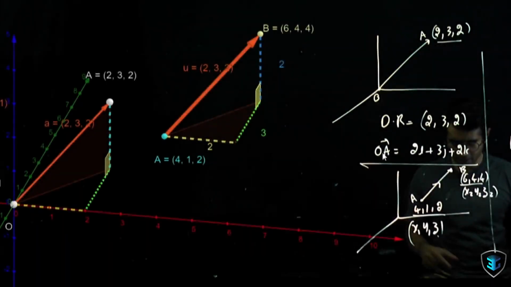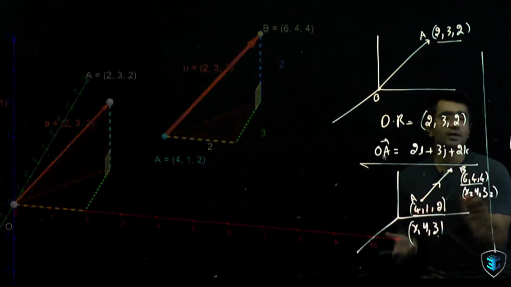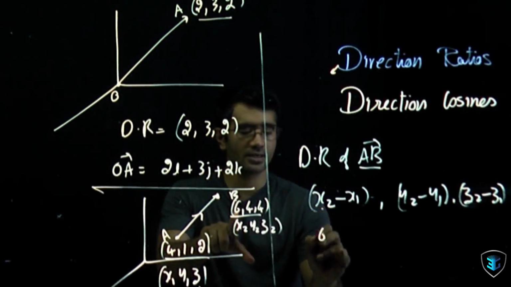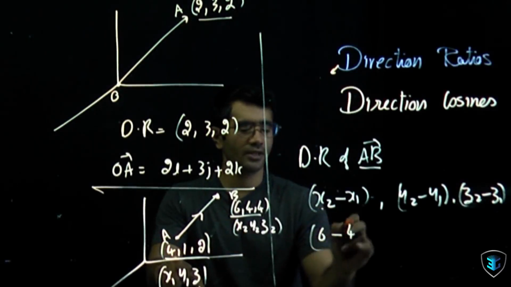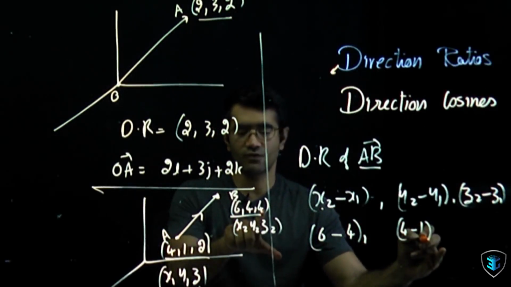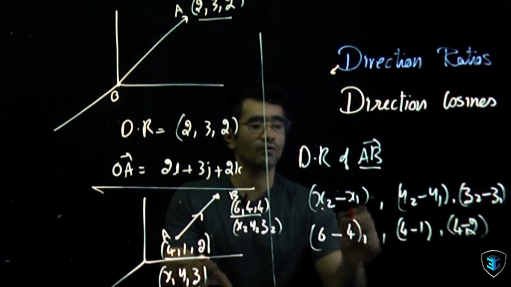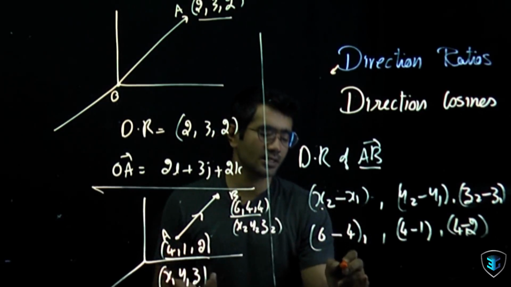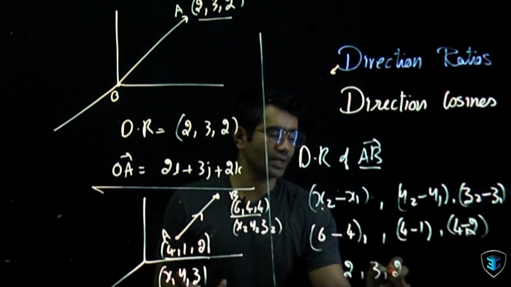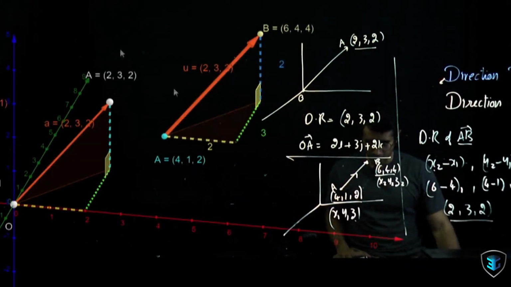Now I can see here in the graphic diagram that x1 is 4 and y1 is 1. So if I have to write the direction ratios, x2 is this guy, that is 6 minus 4. Then I have 4 minus 1, and then you have 4 minus 2. So these are the direction ratios of the vector AB. This guy is 2, 3, 2. I can see these are the exact direction ratios in the graphic diagram also. These are the direction ratios of the vector AB.